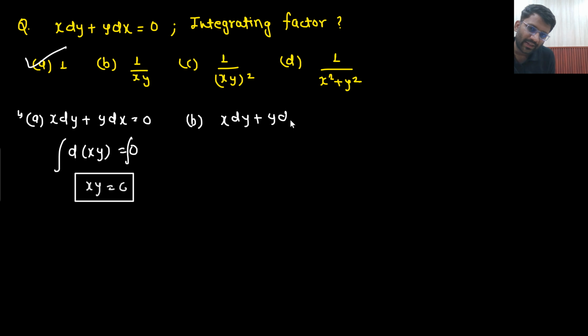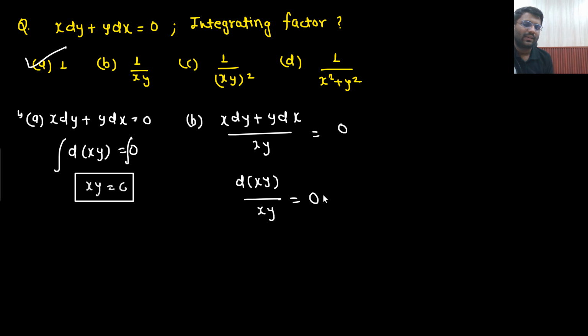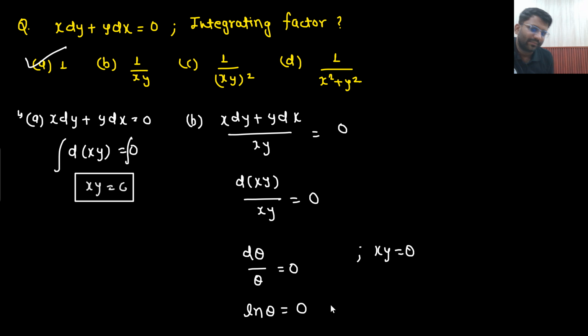Next, x dy plus y dx, you are multiplying with 1 by xy on both sides, equals 0 by xy, so 0. Now what you need to do? x dy plus y dx could be written as d of xy divided by xy equals 0. So can I treat d of xy as there, no? Can I treat this as d theta divided by theta? Are you able to understand this point? I am treating xy as theta. So d theta by theta equals 0.